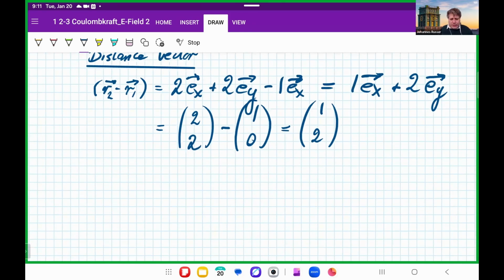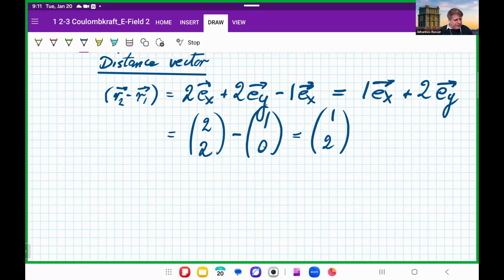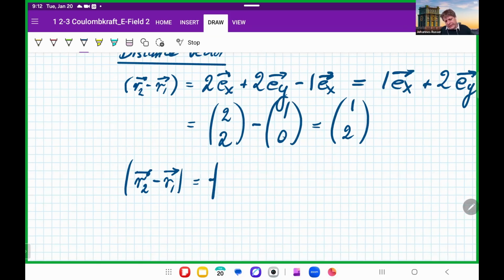So what is the magnitude of the distance vector R2 minus R1? You obtain that by taking each element in this distance vector and taking the square of each element. So 1 squared is 1, and 2 squared is 4. And then you take the square root over the sum of all of those. And then the magnitude is the square root of 5.